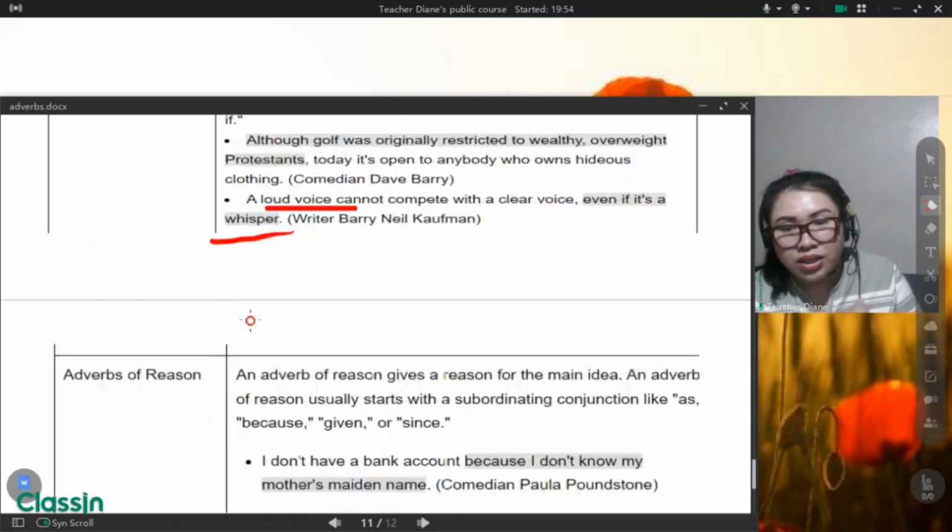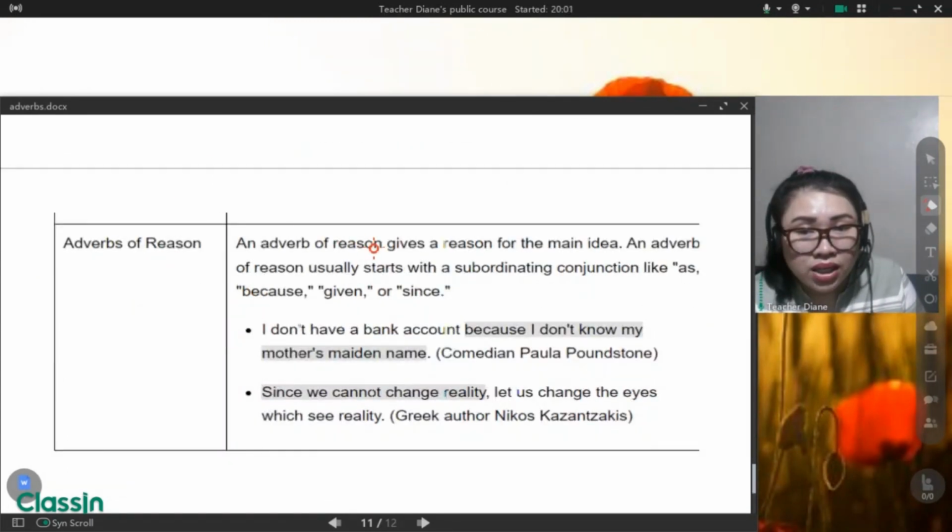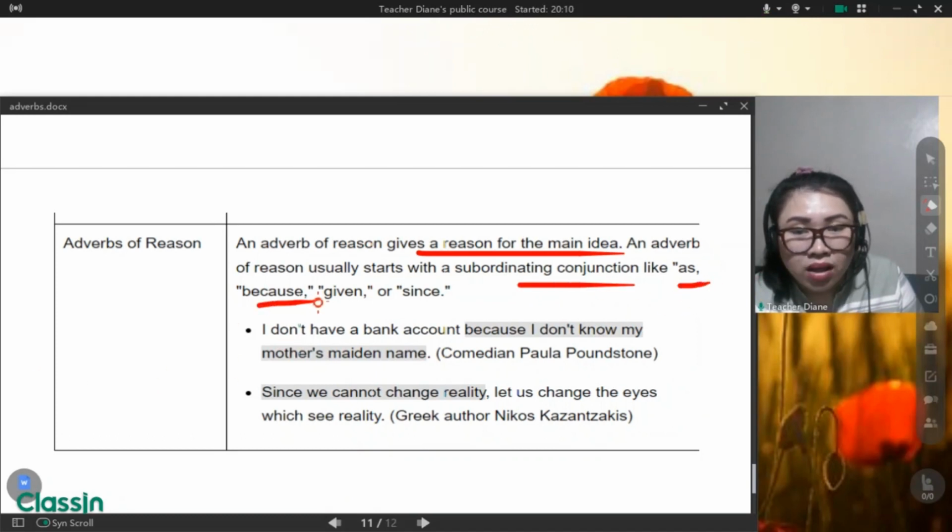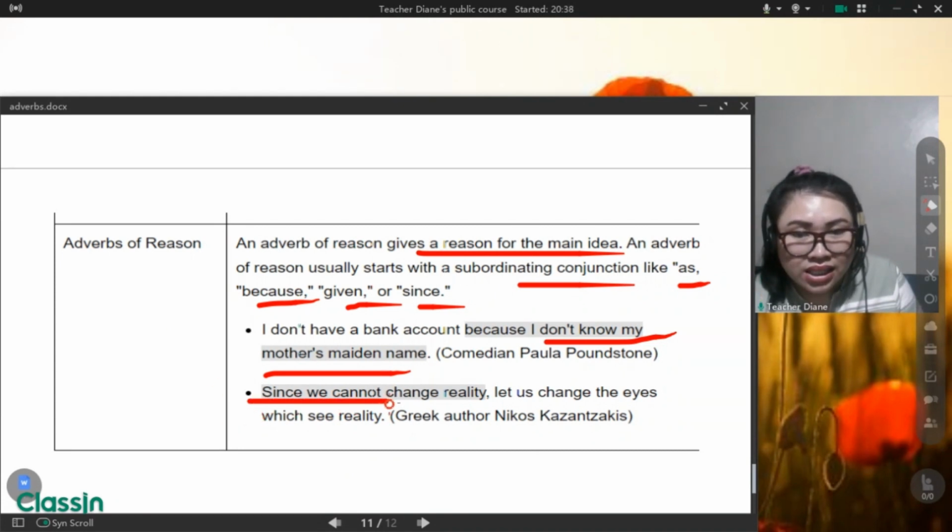Now here, adverbs of reason give a reason for the main idea. An adverb of reason usually starts with a subordinating conjunction like as, because, given, or since. Example: I don't have a bank account because I don't know my mother's maiden name. This is the reason, "because," a subordinating conjunction. Since we cannot change reality, let us change the eyes which see reality. "Since we cannot change reality" is an example of an adverb of reason.